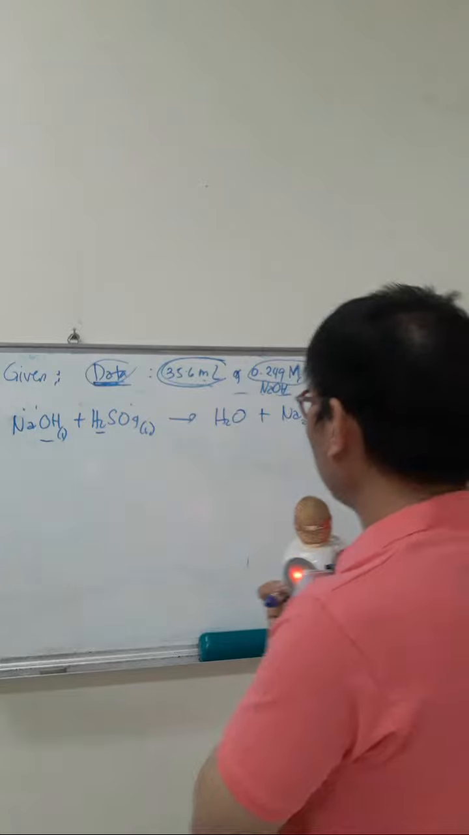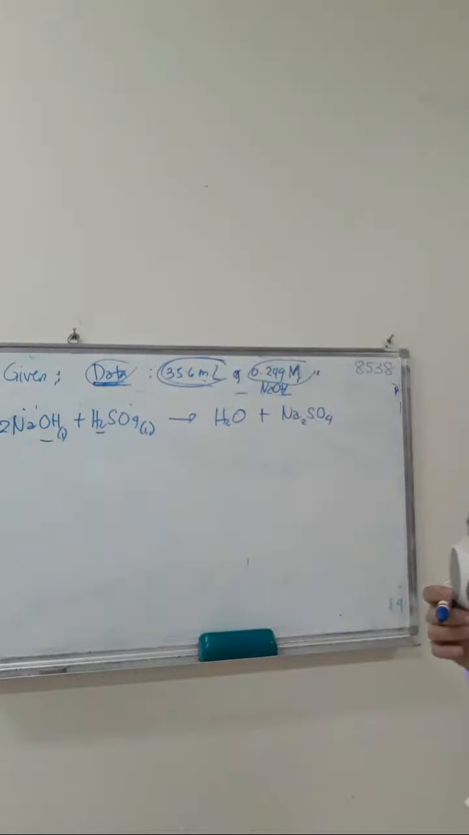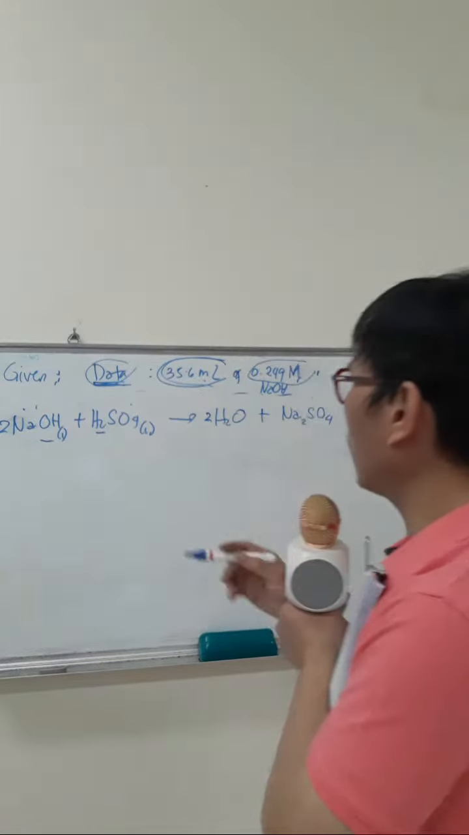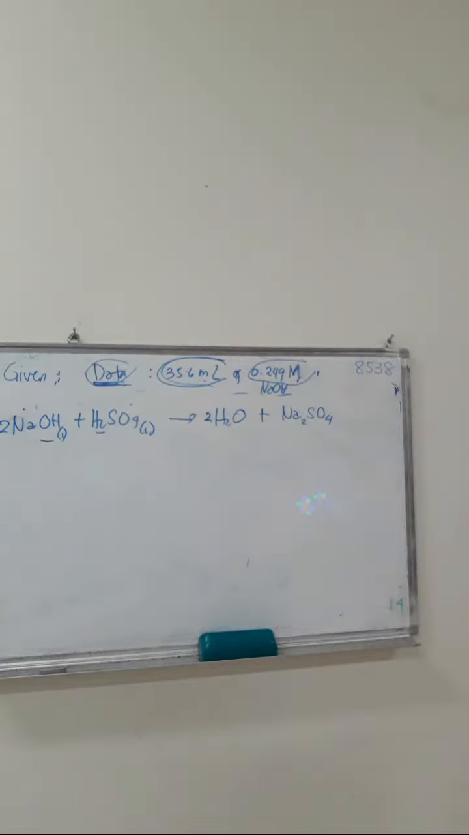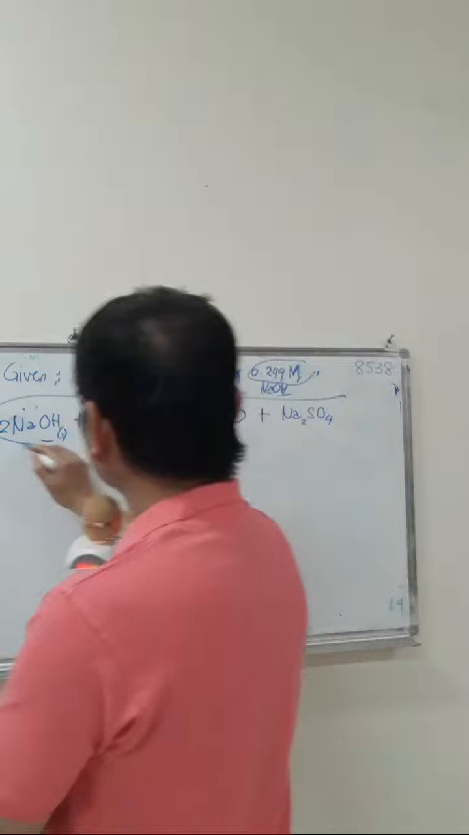Sodium, oxygen, hydrogen balance, sulfur balance. Oxygen: 2 times 6, and then oxygen 4. Then hydrogen is 2 times 4, so 4 molecules of water, so 4 hydrogen, and oxygen is 8, and then sodium balance. Perfect. These are balanced chemical reactions.